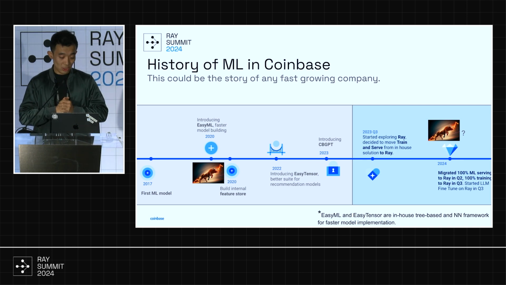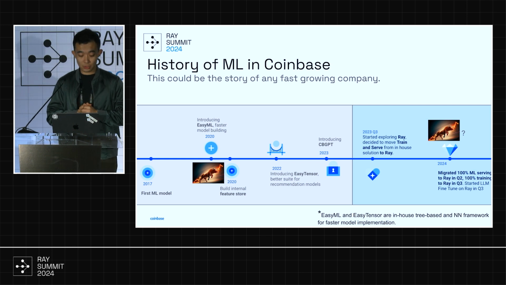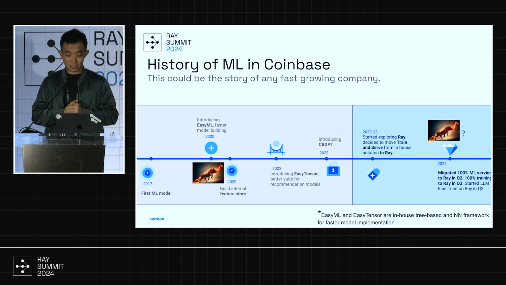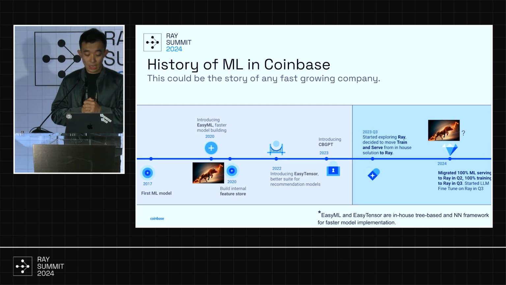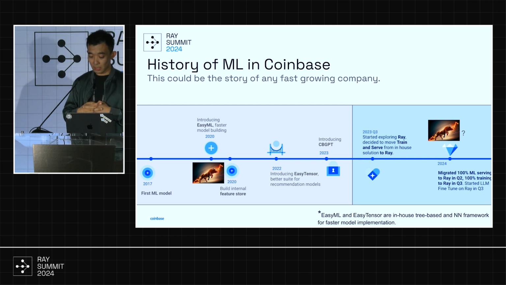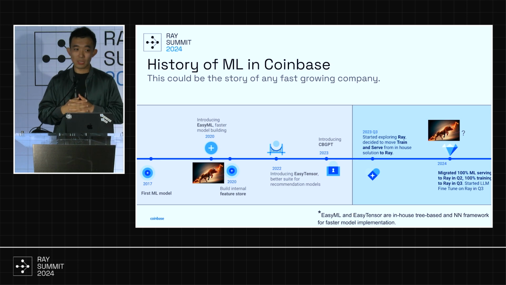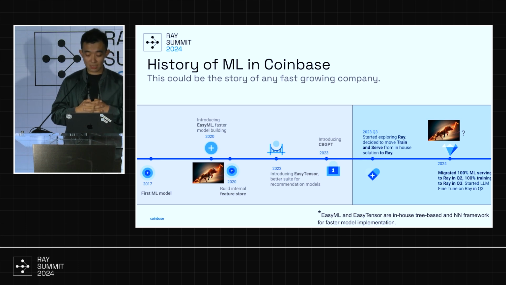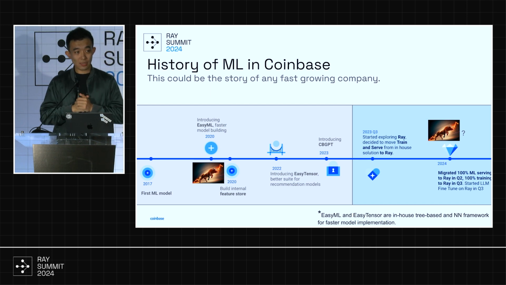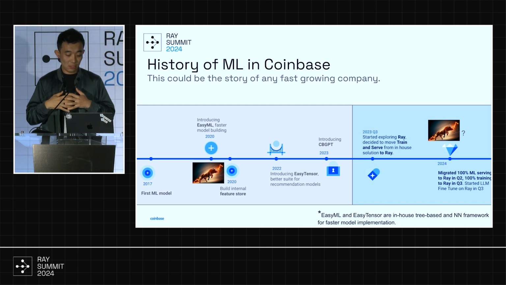In 2020, we also built our internal feature store. In 2022, we introduced Easy Tensor, which is better suited for our recommendation systems or models. In 2023, we introduced CBGPT. As you can tell from the name, it's about GPT helping internal or external chatbots or internal tooling. In 2023 Q3, last year, we joined Ray Summit 2023, and we were interested in this tech, and we decided to move our training and serving from our in-house solution to Ray.